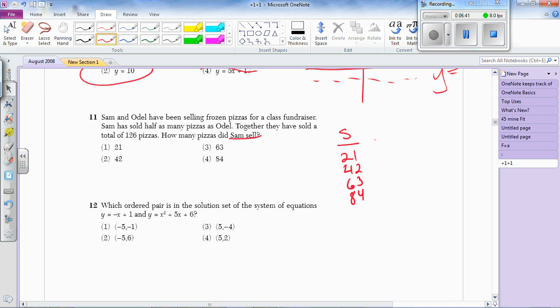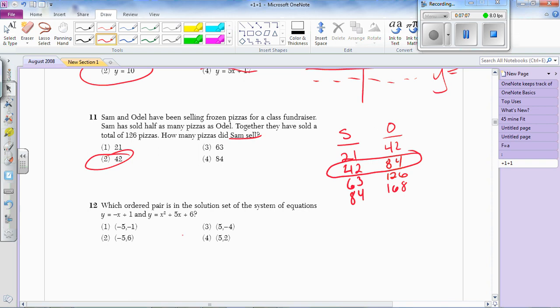Sam sold half as many as Odell, so Odell sold more. In this case, Odell would have sold 42, 84, 126. If I double that, I get 168. So Odell sold more, and I need the ones that add up to 126. So Sam sold 42. That is choice 2.